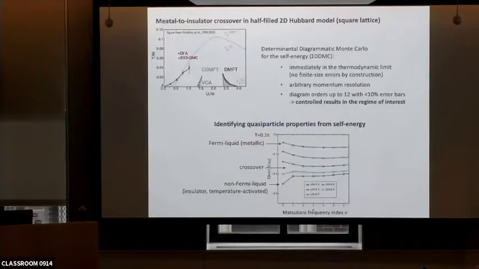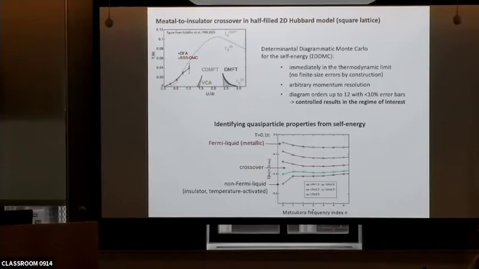Right. Okay, so back to the metal to insulator crossover problem. Having access to the self energy allows us to identify quasiparticle properties from looking at the self energy. We use the standard approach: we just look at the self energy as a function of frequency, and if the imaginary part of the self energy bends up, it's considered to be metallic, and an insulator corresponds to a pole developing at zero frequency, and so when it bends down, we call it a generally non-Fermi liquid.